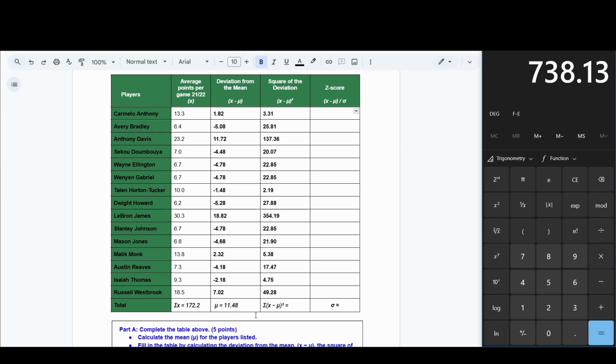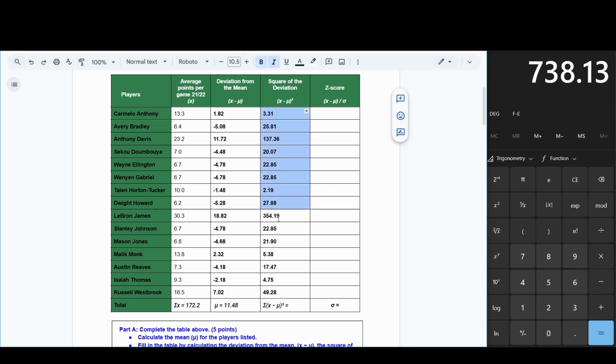My next step is to sum all of these squares of deviations, so all of these numbers. I'm going to sum those, which just means add them all up on my calculator, or again, you could also just copy this into Google Sheets. Here I get 738.13. And my last column here is the z-score, which first I need the standard deviation.